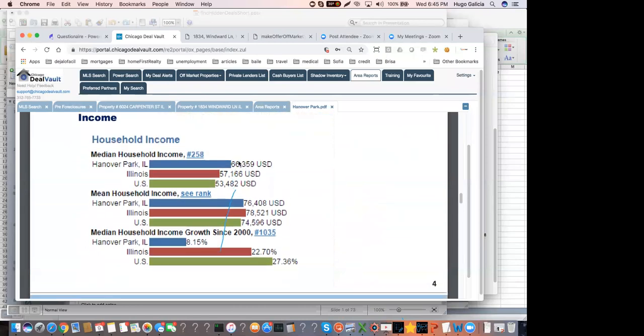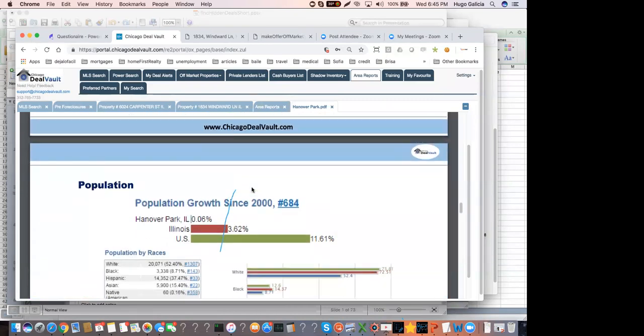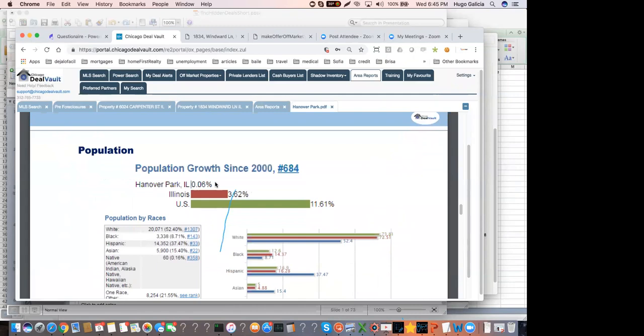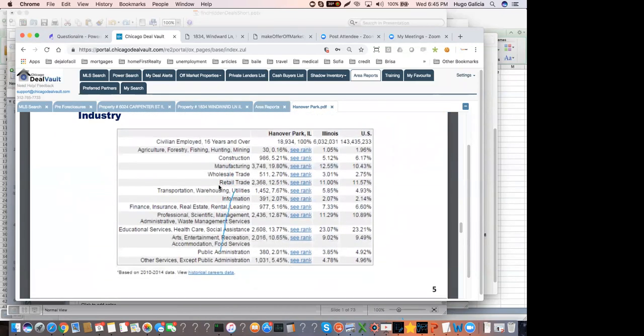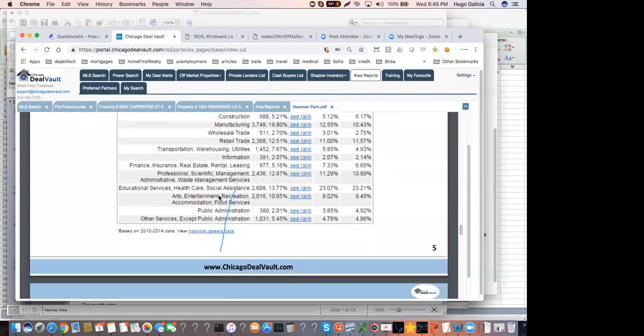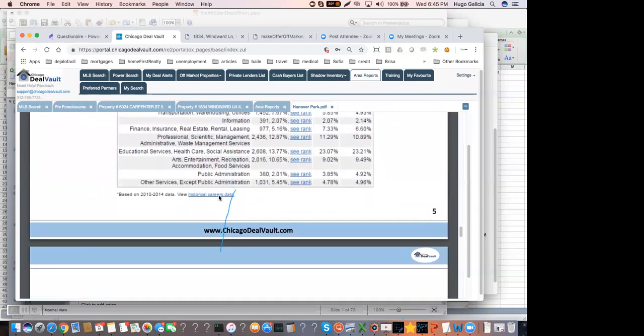Income, you know, the income is above the average, 66 versus the average in Illinois, 57,000. So it's a great area. Growth, it's a stable area. As you can see, the population growth is 0.06. So it's a stable area, Hanover Park. It's a good area. So now here we show you the industry, which pretty much shows you the employment breakdown, okay? What industries are predominant in this area.